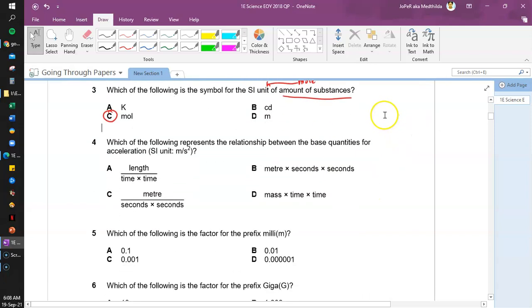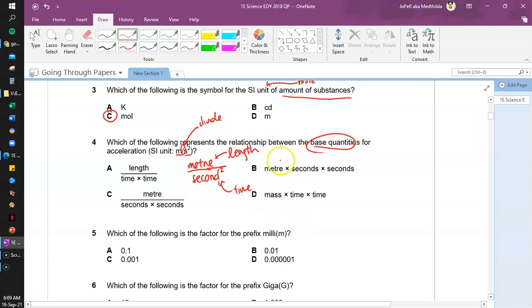Next, question 4. Which of the following represents the relationship between the base quantities for acceleration? So for this, you can see meters, second square. This line over here means per, which means divide. So what we have is meter divided by second square. Now the issue is this, because we are looking at the base quantity, meter and second are actually the units. So meter, the physical quantity is length. Second is actually time. So therefore we are looking at length divided by time square. So the answer is A. Right? Length divided by time square.